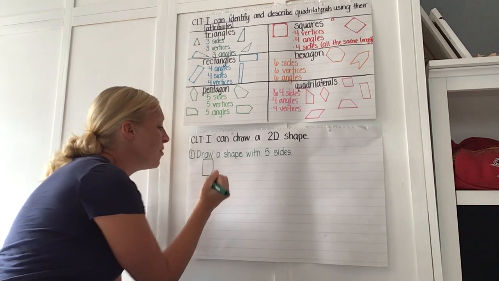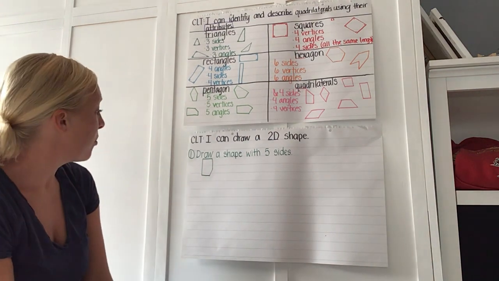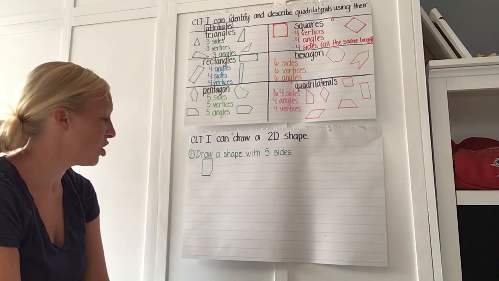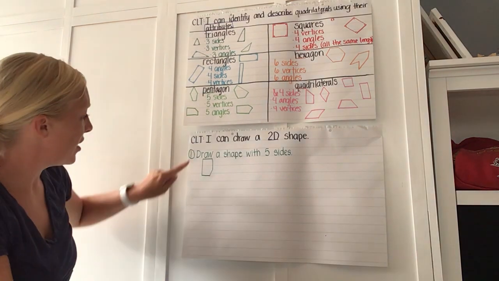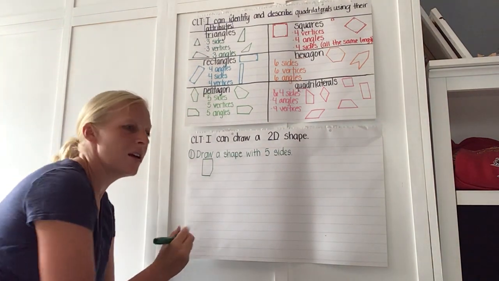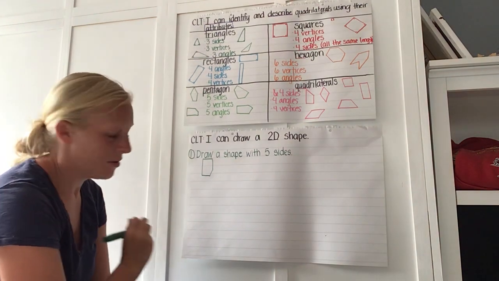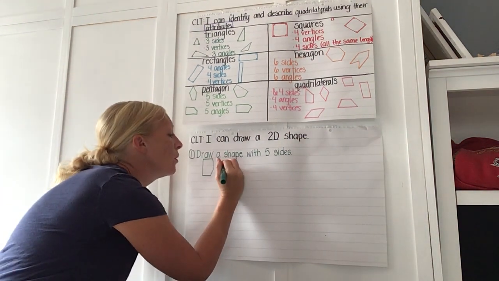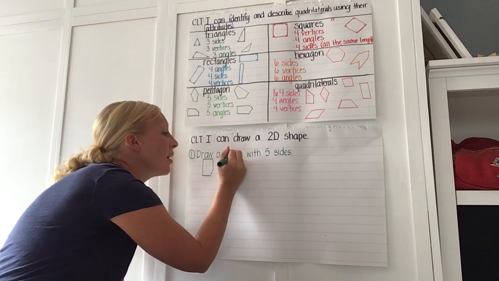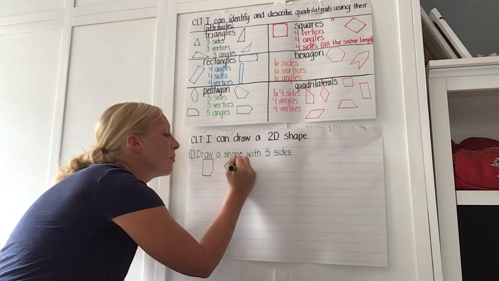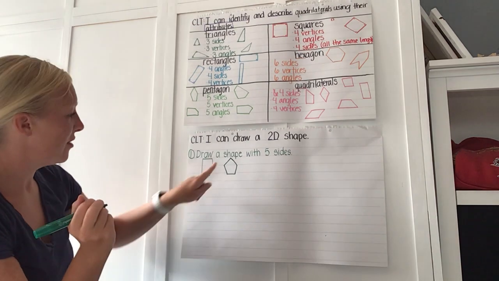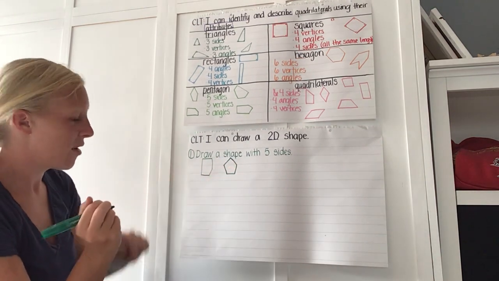Friends at home, you might even share with your parents and prove how you know it's a 5-sided shape. And where are those 5 sides? 1, 2, 3, 4, 5. Absolutely. Pop yours up there. Ooh. You guys are better at drawing these than I am. Let's check it. 2, 3, 4, 5.